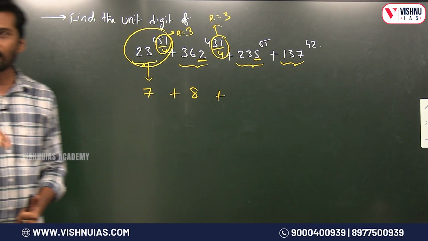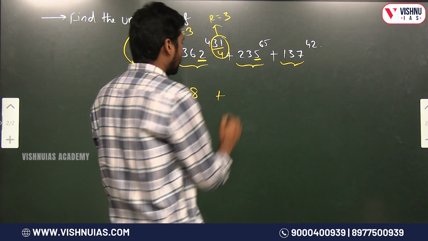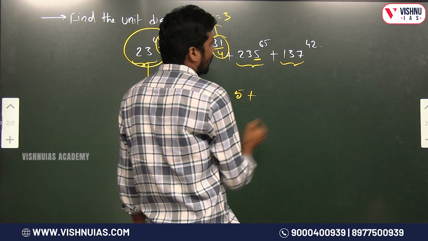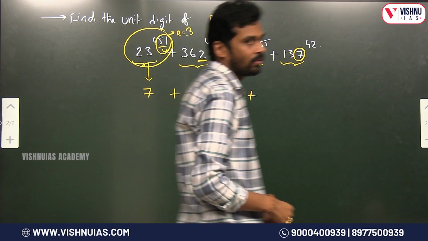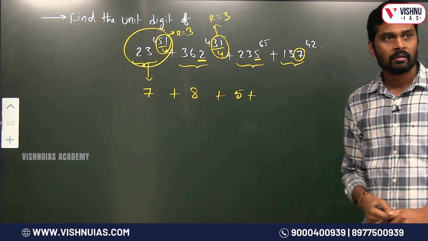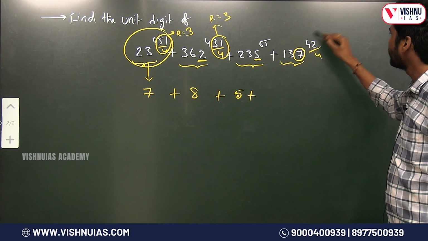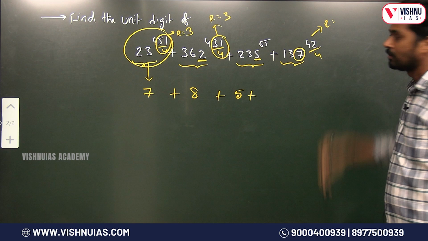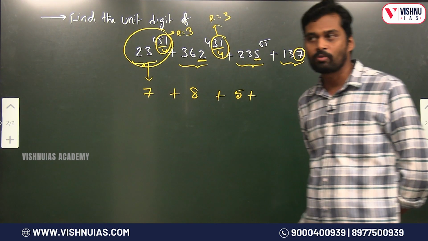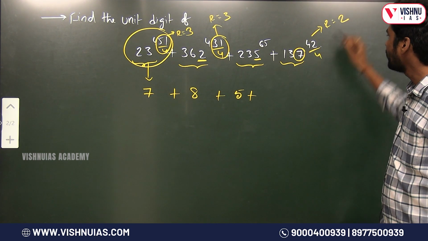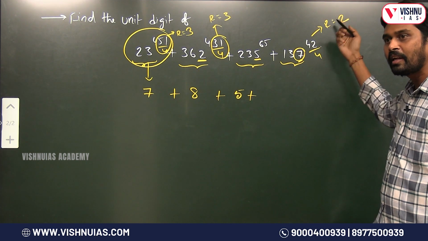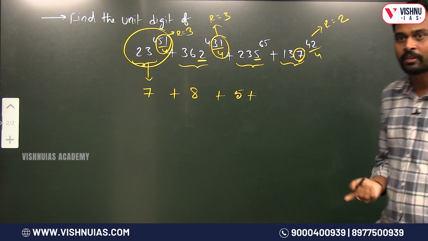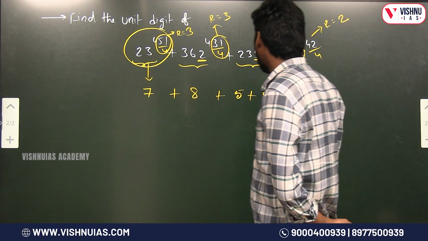And similarly now this number ends with which number? 5. So 5 means that the same number will come. Okay, this number ends with 7. Again, what is the logic? Divide by 4. What is the remainder we get? 42 by 4 means that the remainder is what? 2. So 2 means that here the unit digit is 7, we will take that 7 square. 7 square is how much? 49. 49 means that 9.